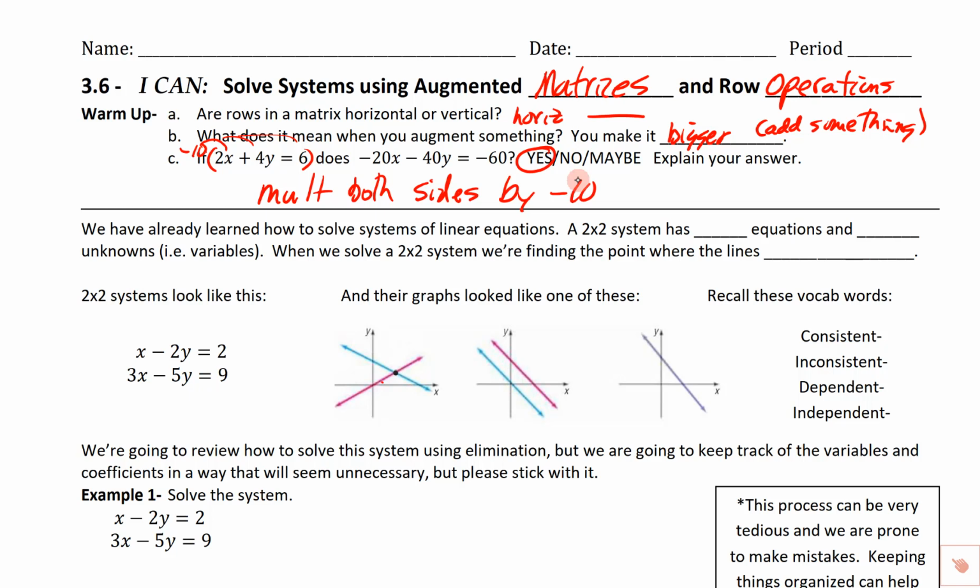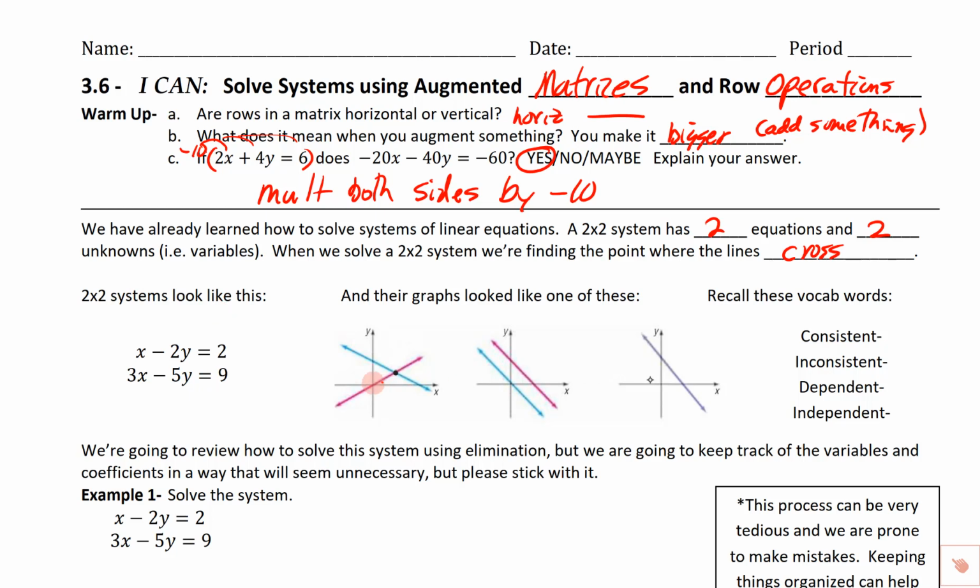So we've already learned how to solve systems of equations. And 2 by 2 systems, remember, have 2 equations and 2 unknowns, so 2 variables. That's why we call them a 2 by 2 system. And when we solve a 2 by 2 system, what we're doing is finding the point where the lines cross or where they intersect. Now, a 2 by 2 system looked something like this. We always made them look like this. If we were going to graph them, we might put them in slope-intercept form. But remember, our favorite techniques were either substitution or elimination. If we could eliminate, that was awesome.